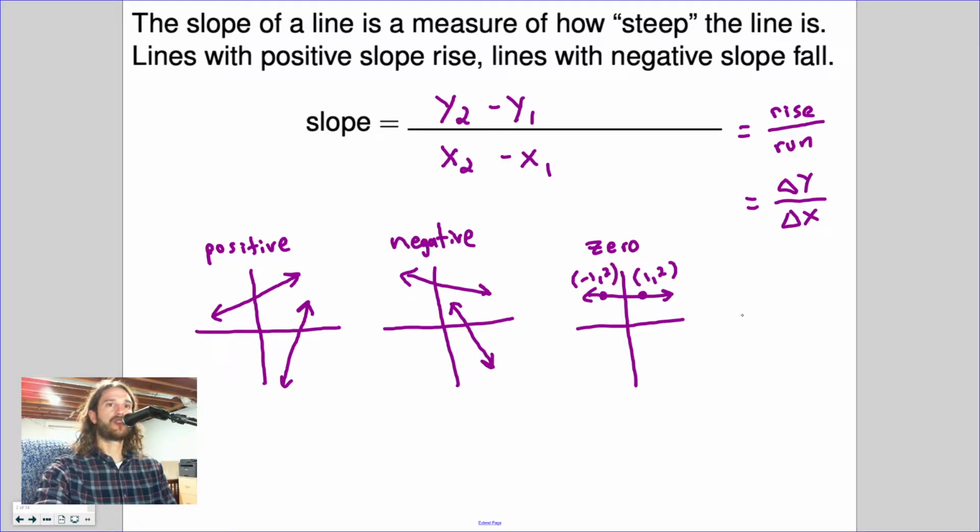Now, the other situation arises when it's the opposite.